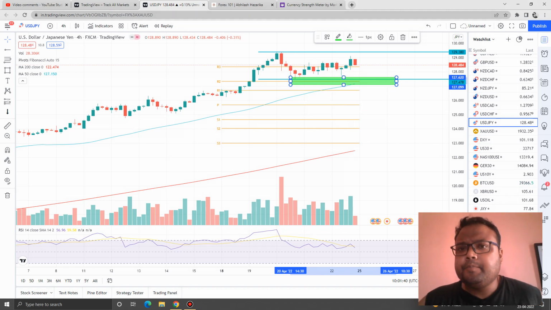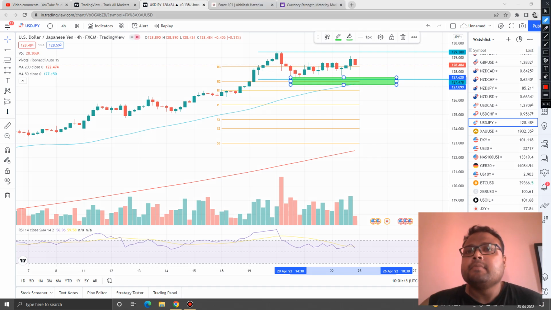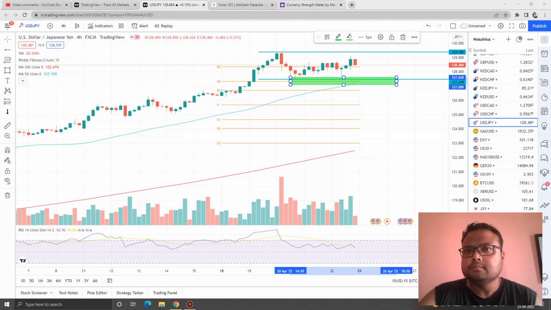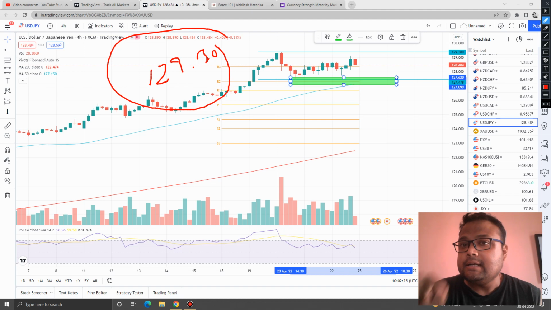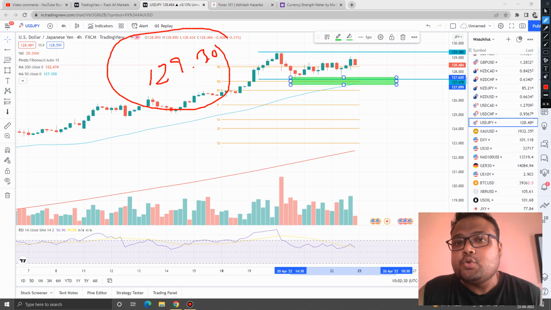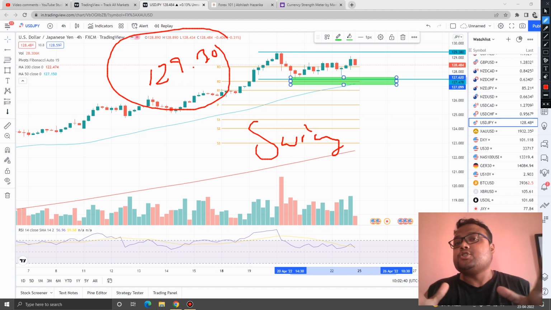But on the other hand, if the weakness on the Japanese yen index continues, then obviously the market will not be coming down. And we have resistance around 129.30. But one thing you must understand is that this is not a very strong resistance. This is just a swing high in the market. A swing high is not a trend reversal level, so you cannot consider that very strong sellers are present at this level.